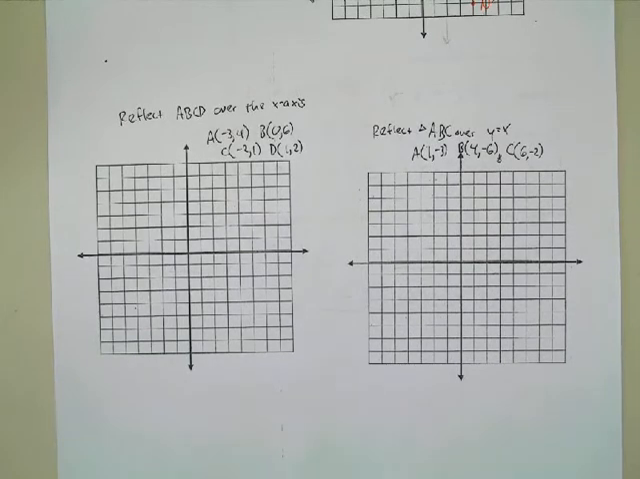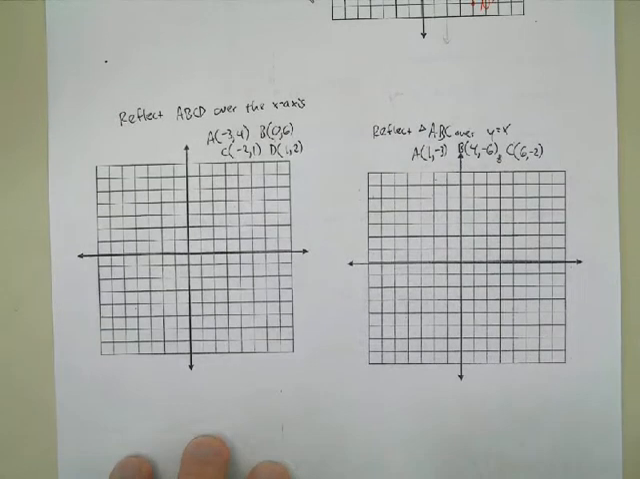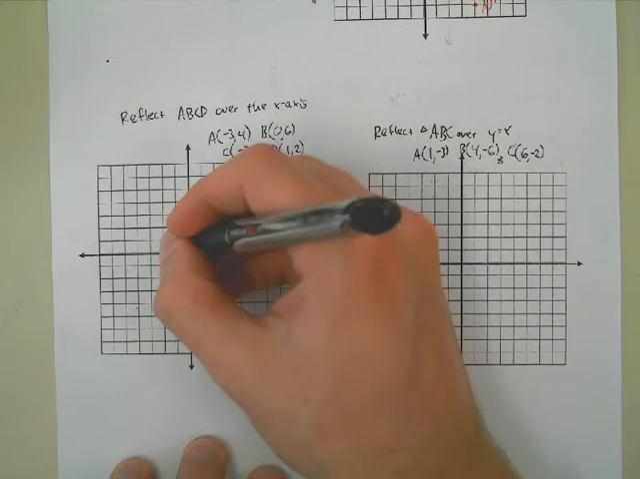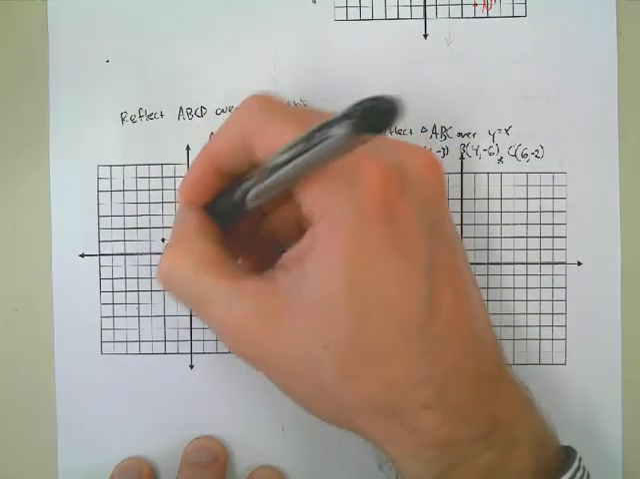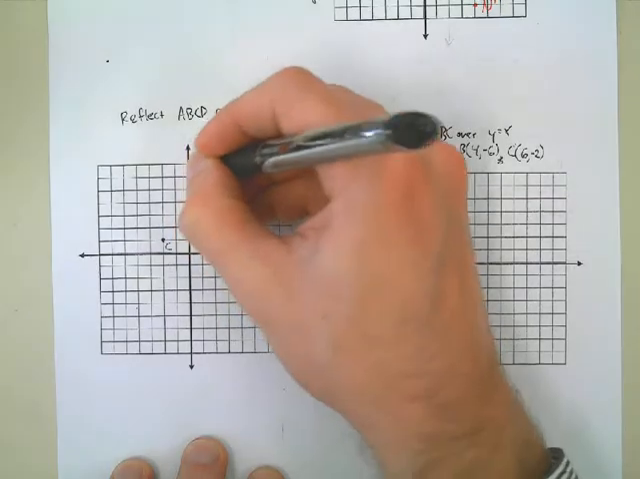And then I'm going to go ahead and get started on this. So -2, 1 is C, B is 0, 6, 2, 3, 4, 5, 6. There's B. A is -3, 4.